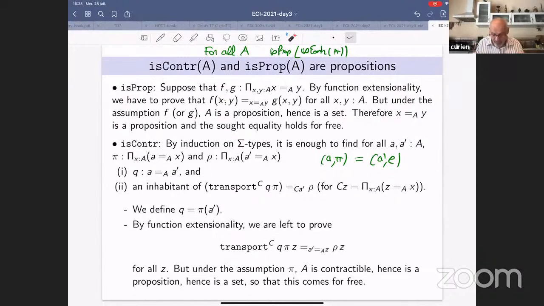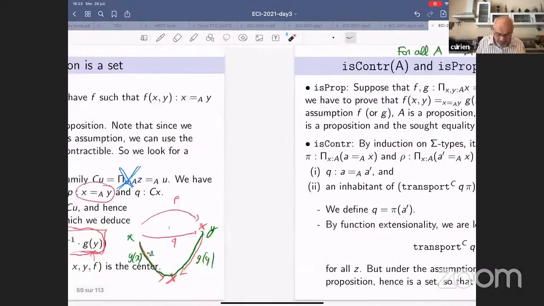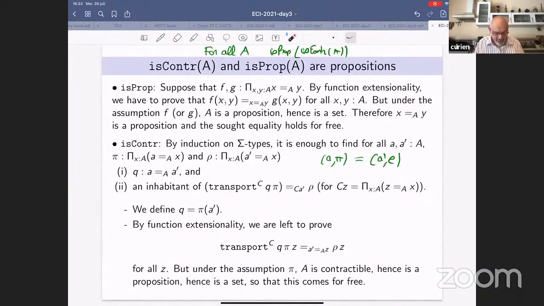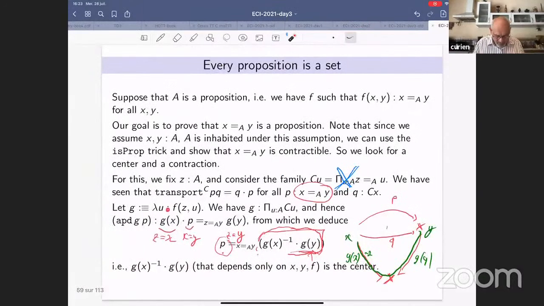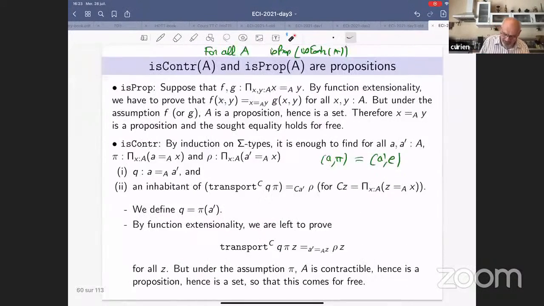And again, as we did before, we know that this type, by definition of a set, is a proposition, and hence we don't even need to know what this guy is and what this guy is. Whatever they are, they must be equal. End of the proof. So these proofs are quite easy, but you have to think well before writing them. This proof, I find a bit more difficult because you have to get the idea of finding this center here, which I think is clever. If you are somebody who has not seen this before, it's a bit more difficult to find it.